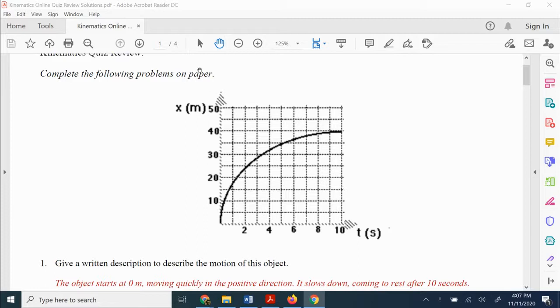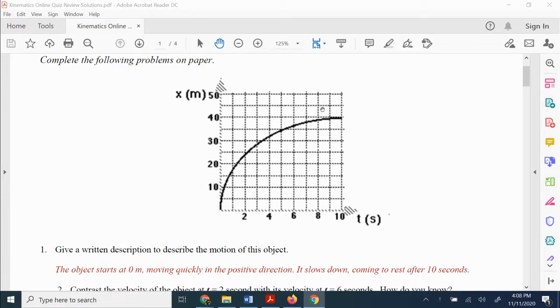So I'm looking at this first graph. This is a position versus time graph. We note that it starts out very steep and it ends up very flat. So that tells us that it's moving very quickly at the beginning because the slope is really steep, and that at the end, it is going really slowly. It's basically flat right there, meaning it's basically stopped.